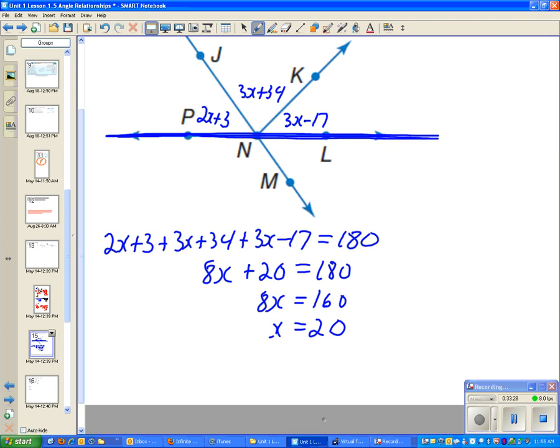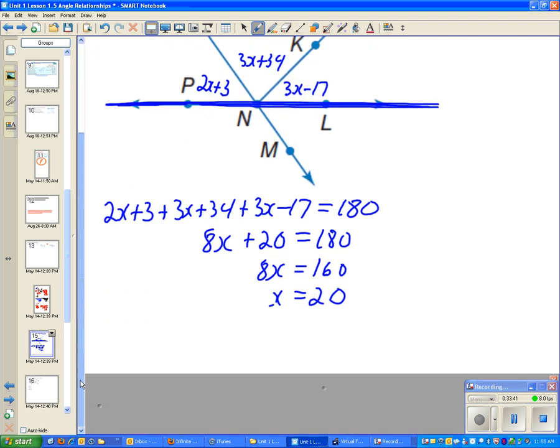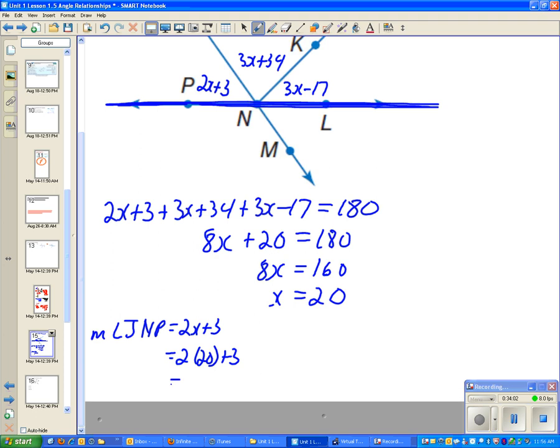X equals 20? Are we finished? No, we're not. Find the measure of each angle. Now that we know x equals 20, we can do that. So the measure of angle JNP is 2x plus 3. That becomes 2 times 20 plus 3. What's 2 times 20? 40. And what's 40 plus 3?